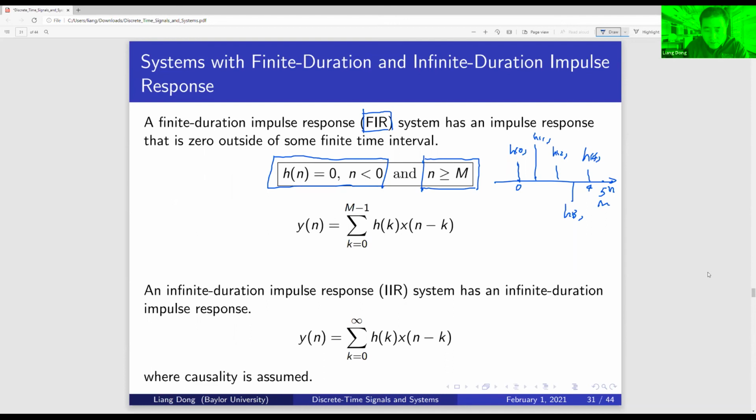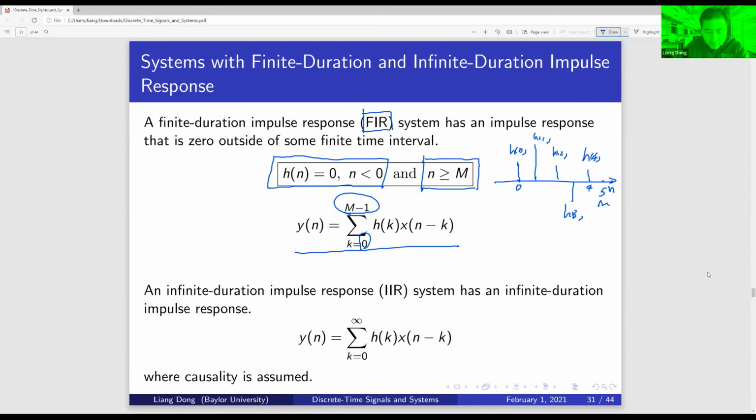Then the convolution sum can be written in this form. It's still the same product and we sum together, but the summation index k is from 0 to n-1. It is a finite duration.